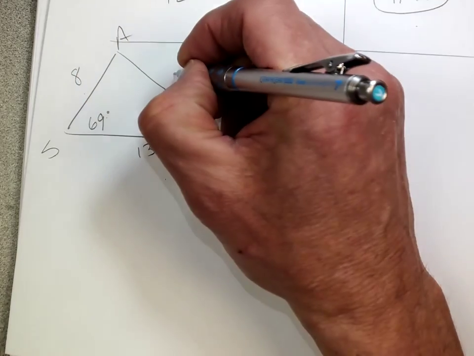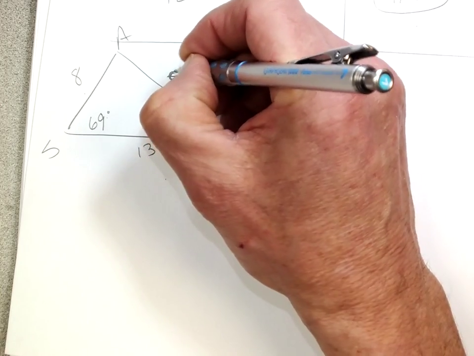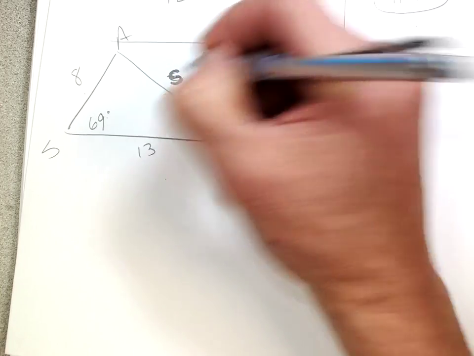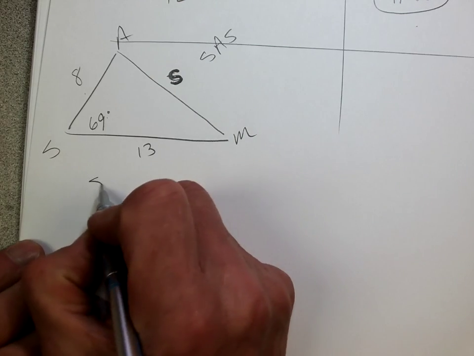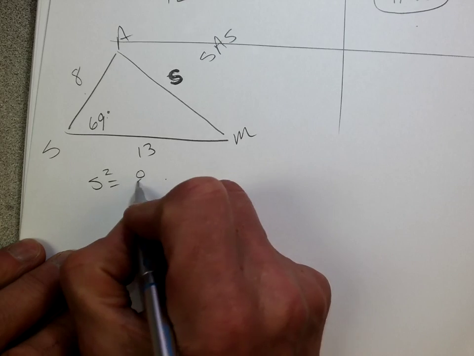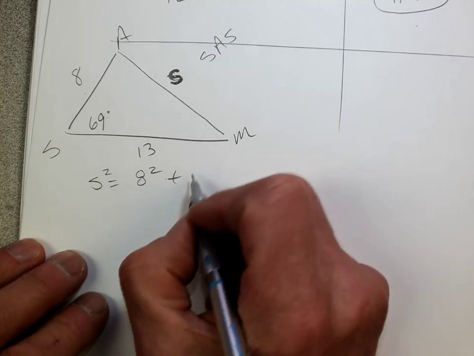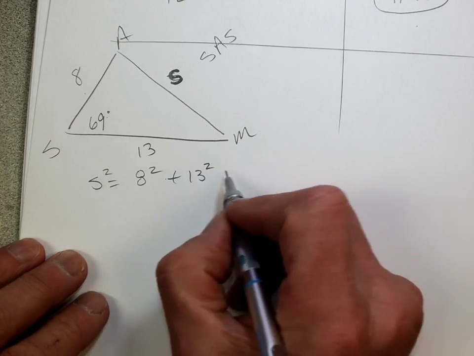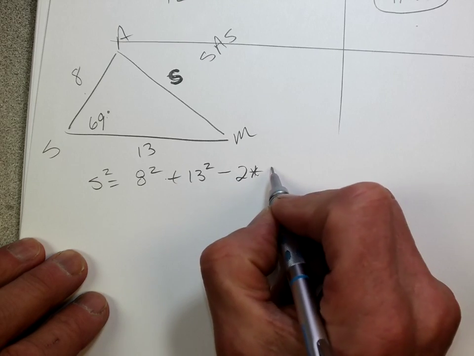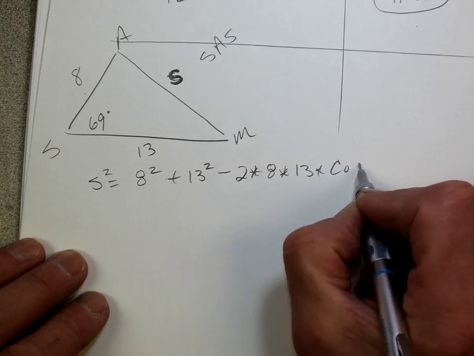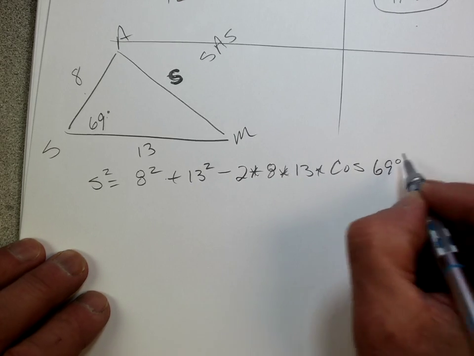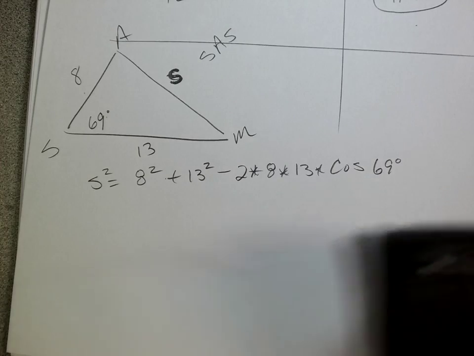So that means I could find little s, that's the opposite side, little s. So, side, angle, side. Do you know side, angle, side? There it is. Law of cosines. So I'm going to go opposite squared, which is little s squared, equals adjacent squared plus adjacent squared minus 2 times the adjacent times the cosine of 69 degrees. I'm just going to use my calculator, right?